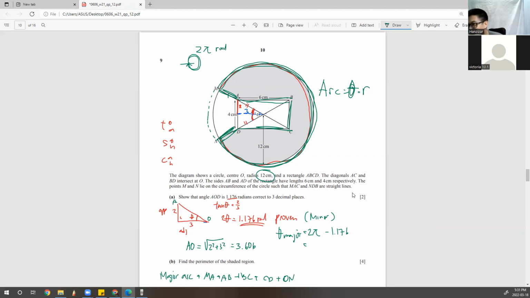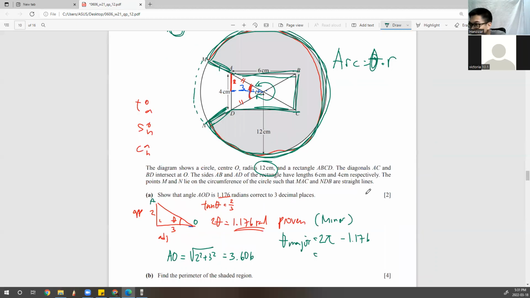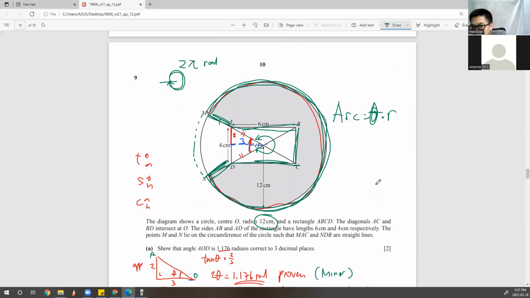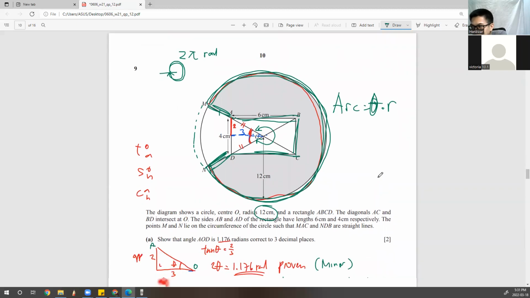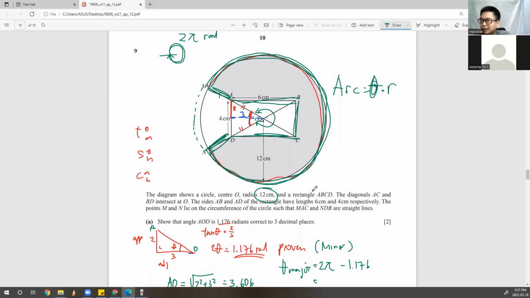So the rest here, right? Get it? Oh, so 2 pi is the total whole 360 angle. Yep, the full rotational angle. The rotational angle is always 2 pi radian, and you subtract this 1.176. Get it, Piggy? That's for the angle. Yep. Okay, now do the calculation. 2 pi, just insert it into your calculator, minus 1.176 equals 5.107.